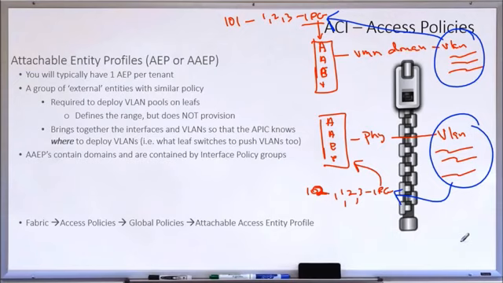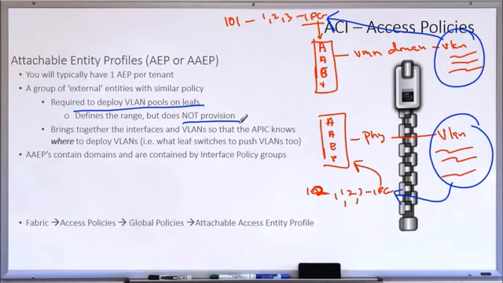Now, really what people try to do is group together those different domains that are going to have similar policies attached. And what this AAEP is doing is really there just to deploy those VLAN pools out to those leaf switches. It defines the range, and I say here it doesn't provision. When I say it doesn't provision, it's not provisioning them on the ports. What it's doing is pushing the VLANs out to the switch so that you can use them, so that you can tie them to a specific port based on a certain encapsulation method.